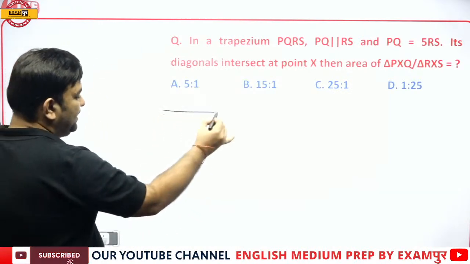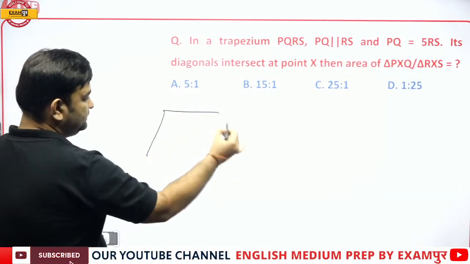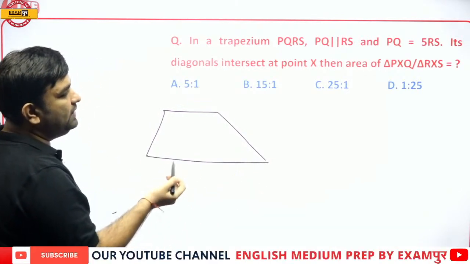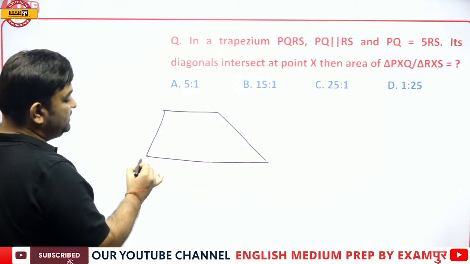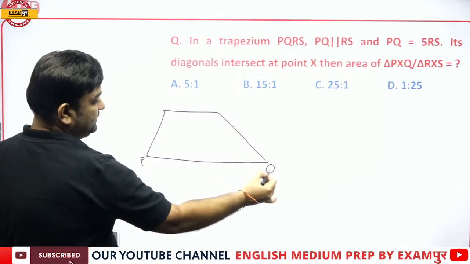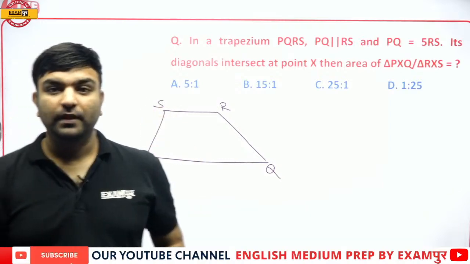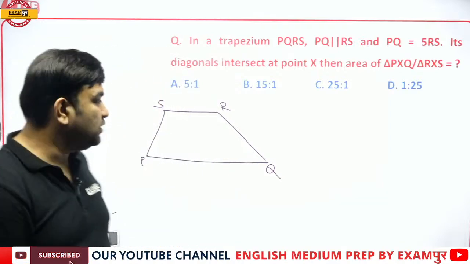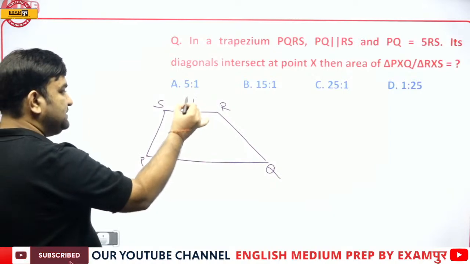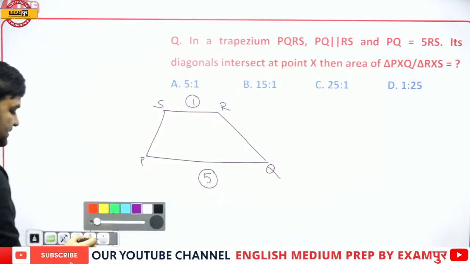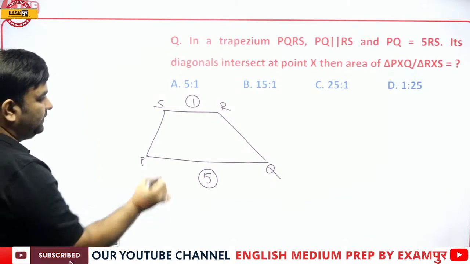In a trapezium PQRS, PQ is parallel to RS and PQ is 5 times of RS. So if RS is 1, PQ is 5.